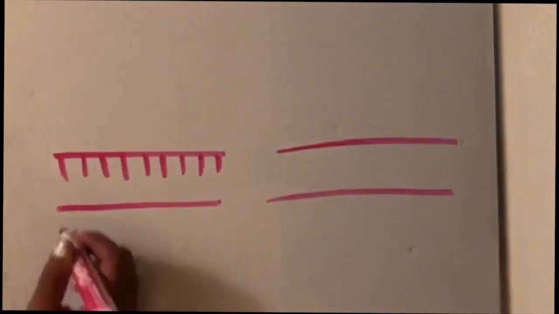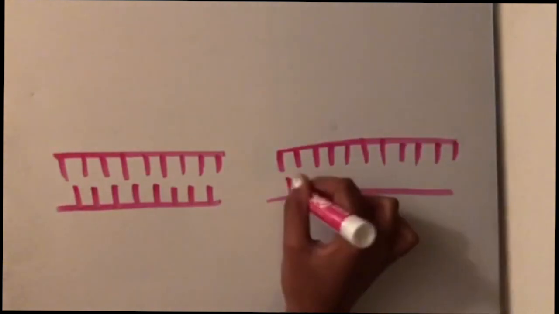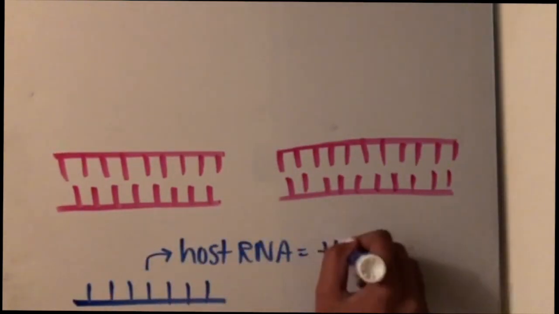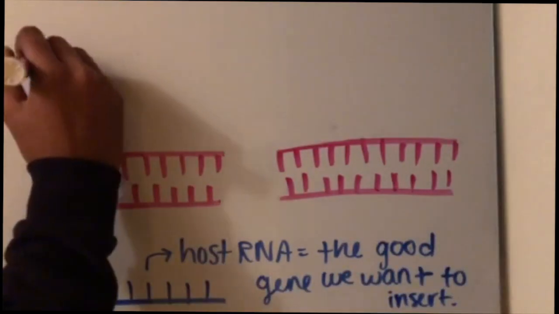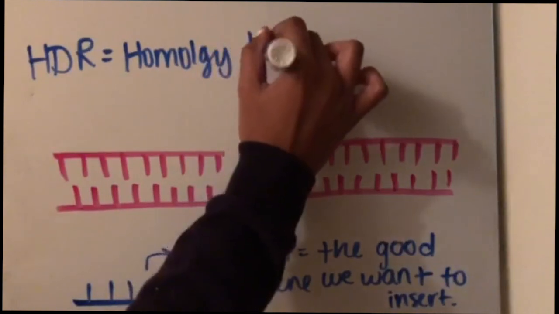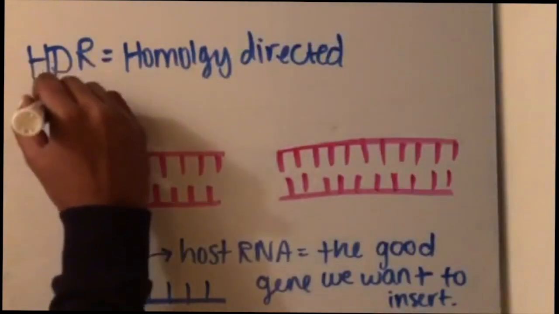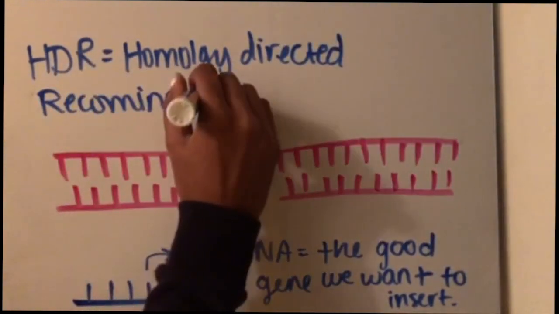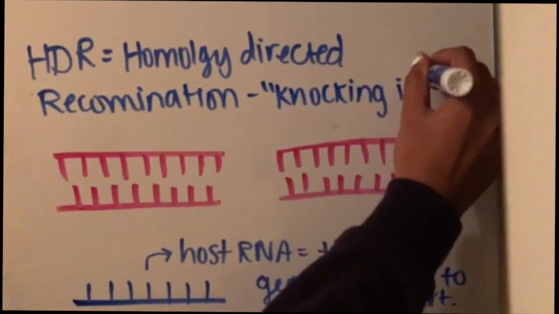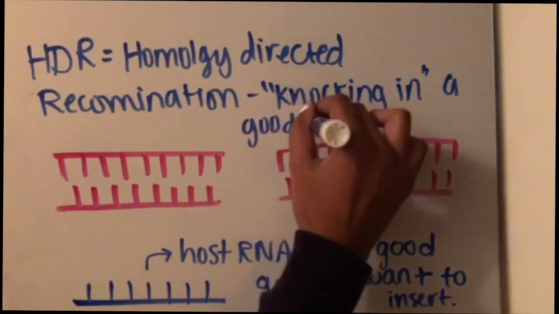There are now 3 parts to the system: Cas9, gRNA, and host RNA. The host RNA is the sequence that we want to insert into the DNA. The host RNA is inserted and the complementary nucleotides are attached. This is accomplished through HDR, or homology-directed recombination. We have now directed the insertion of nucleotides to create a functioning gene, or knocking in a good gene.